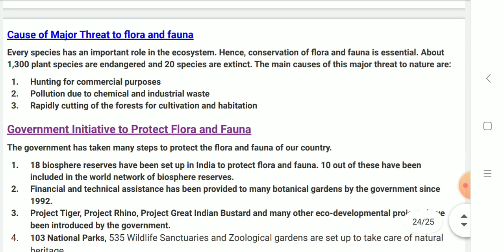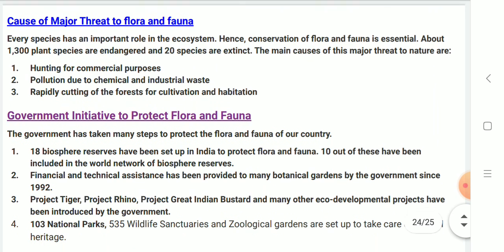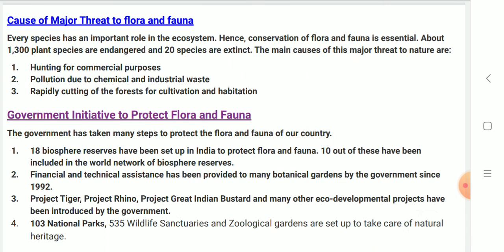Now, the causes of major threat to flora and fauna. Every species has an important role in the ecosystem. Therefore, conservation of this flora and fauna is essential. About 1,300 plant species are endangered and 20 species are extinct. The main causes of this major threat to nature are hunting for commercial purposes, pollution due to chemical and industrial waste, and rapid cutting of forests for cultivation and habitation.